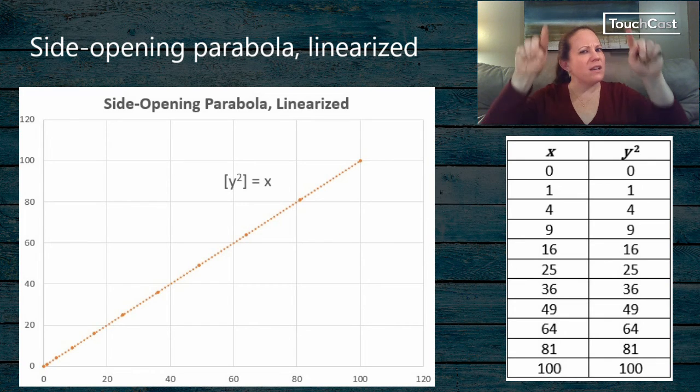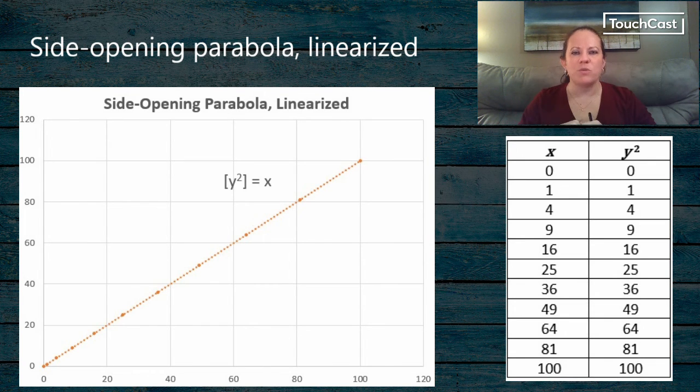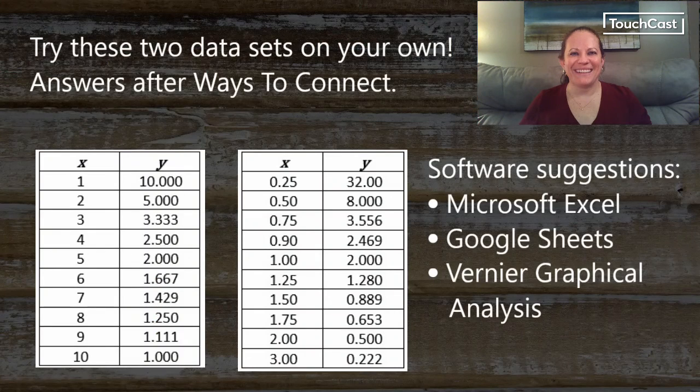And again, because it was y squared that we used for this data set, I put those values that we've already done an operation on in brackets. So I've now given you a couple of data sets to try. You can use Microsoft Excel or Google Sheets or Vernier Graphical Analysis to give this a shot. You can feel free to pause the video and go put these values into whatever data analysis and calculation and graphing tool that you want to use, and see what you come up with.